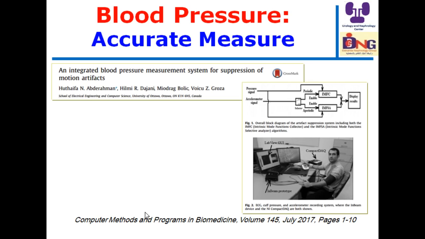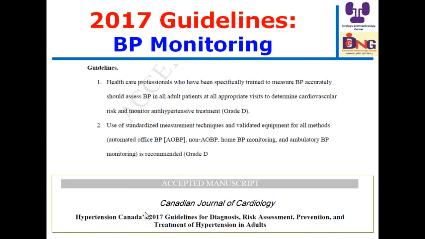So this means that we need to know how to monitor, how to measure blood pressure, and the different methods for accurate measurement. Let us review the current guidelines of this year that have already been accepted, and we are still waiting for their publication. Healthcare professionals who have been specifically trained to measure blood pressure accurately should assess blood pressure in all adult patients at all appropriate visits to determine cardiovascular risk and monitor antihypertensive treatment. Again, the grade is D. This is the grade of evidence. It is low grade, but it is recommended because this is the general advice for the general well-being of the patients. Use a standardized measurement technique and validated equipment for all methods.